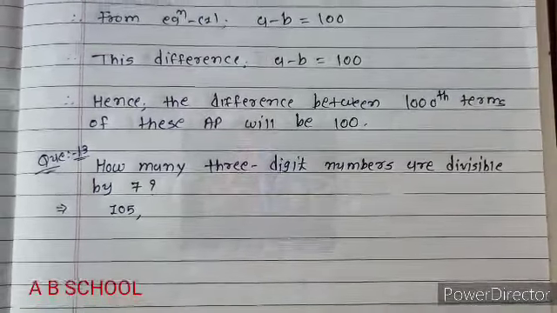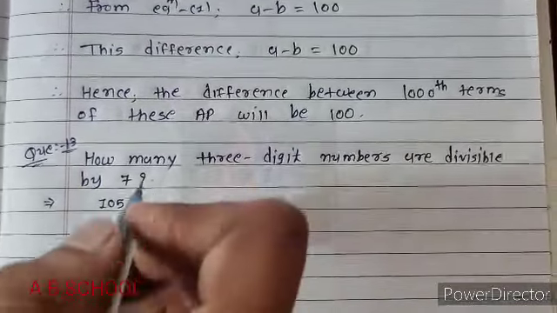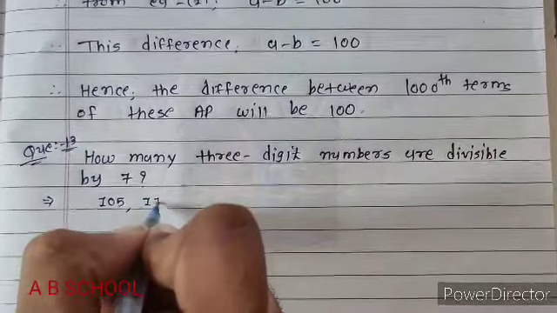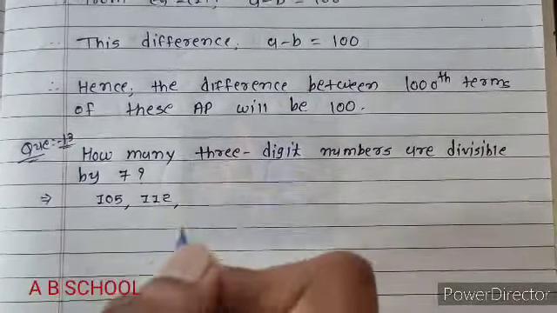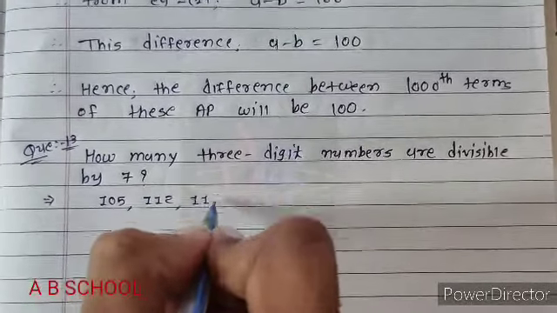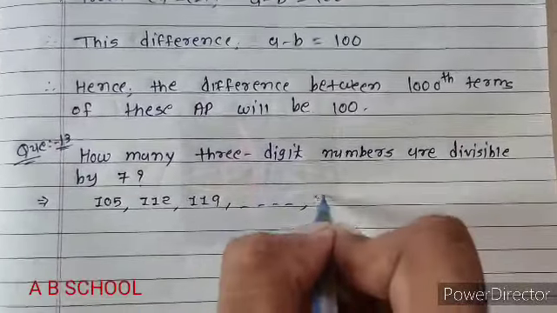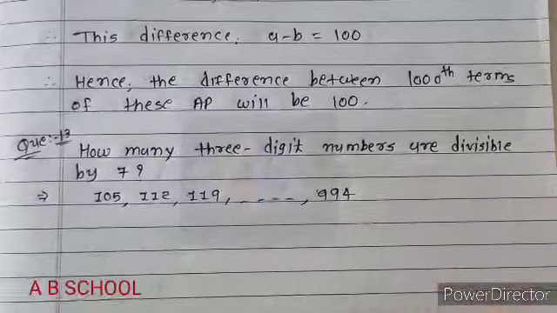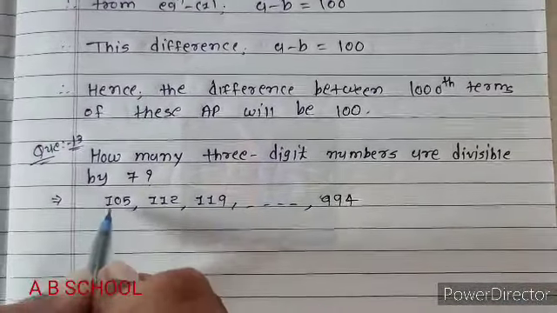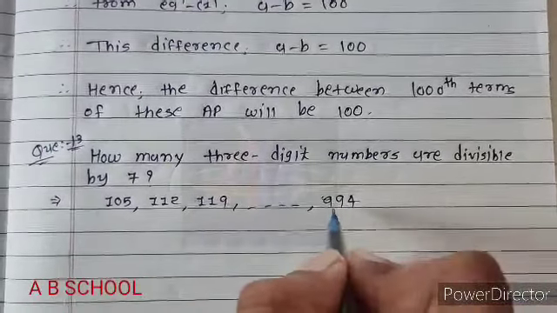Now for the next number हम यहाँ पे 7 ऐड करेंगे. So next number कौन सा होगा? 112. थर्ड नंबर कौन सा आएगा? 119. और लास्ट नंबर कौन सा आएगा? 994. So first number is 105 and the last number is 994.